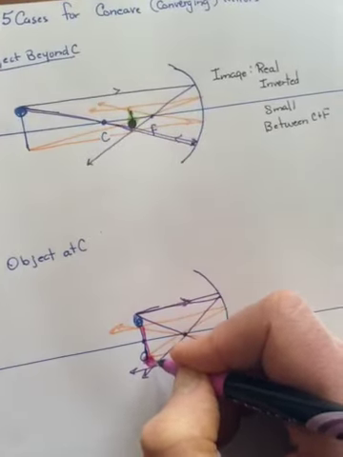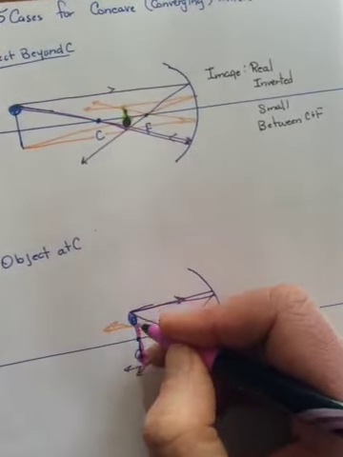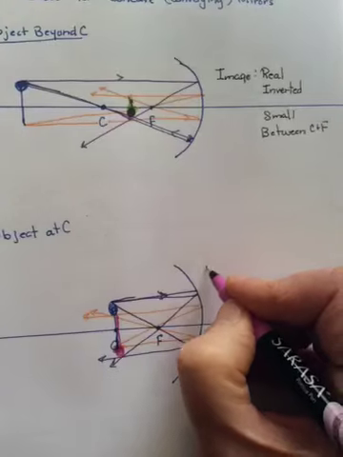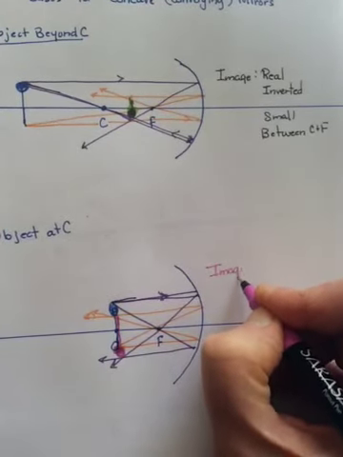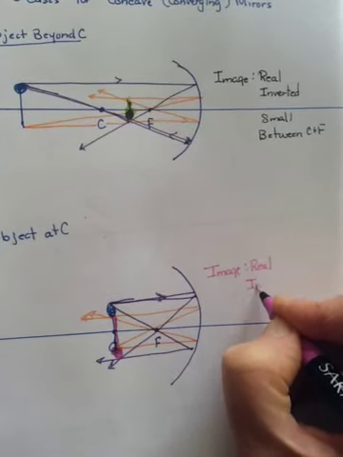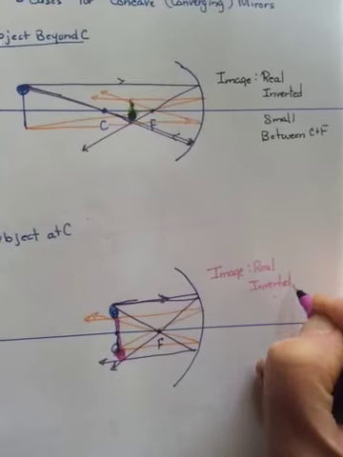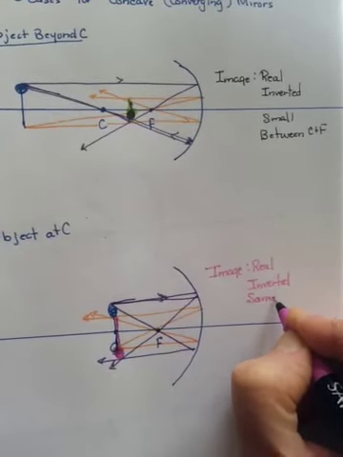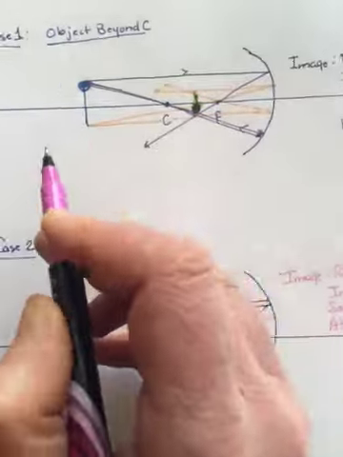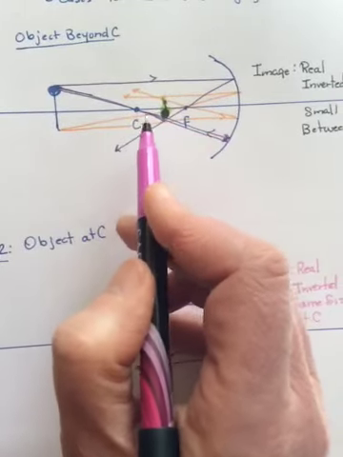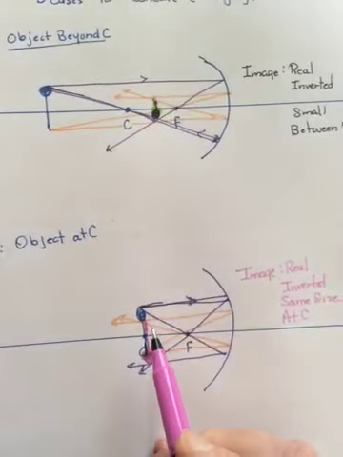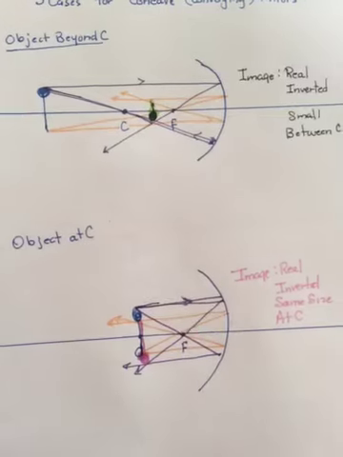And if you look, the head of my image starts where the feet of my object ends, and the head of my object starts where the feet of my image ends. So what does that mean? It means the image, well, it's inverted, so it's real. It's inverted. It's the same size. And it's at C. So the object's beyond C, the image ends up being between C and F. As we move the object in, the image moves out. And so when the object gets to C, the image is at C as well.